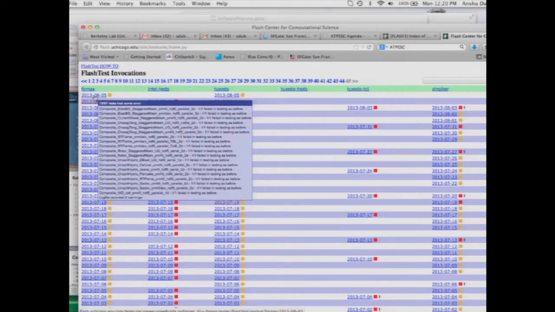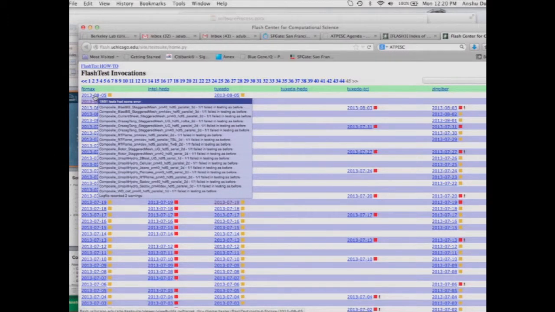Now let's explore. If you hover over a particular date, it gives you the list of tests that failed. And notice that many of them are saying that they failed in testing as before. What that says is that if a test failed in compilation or in execution, then it's a red light, period. It's a yellow light only if every single test executed and ran and got compared and it failed in the exact same way as before.